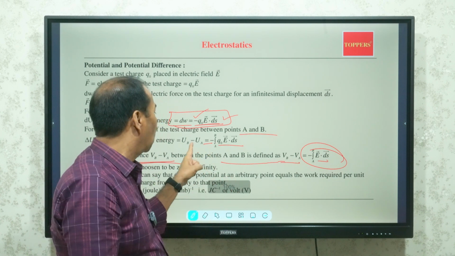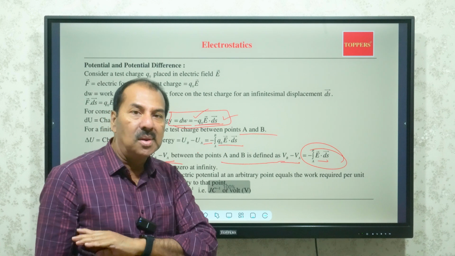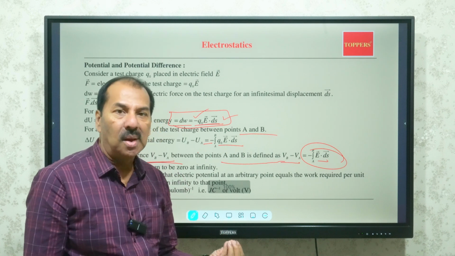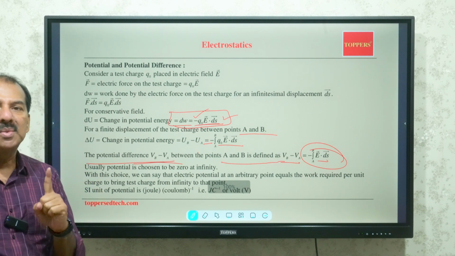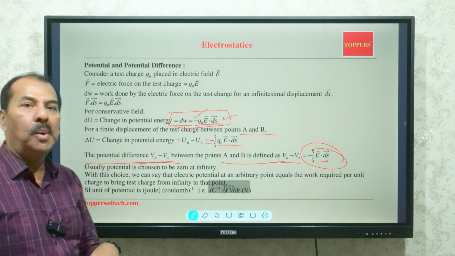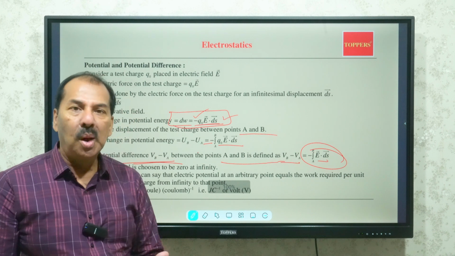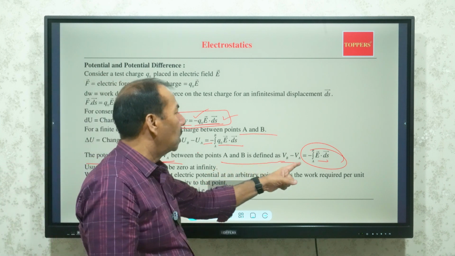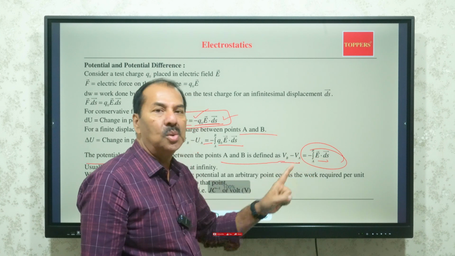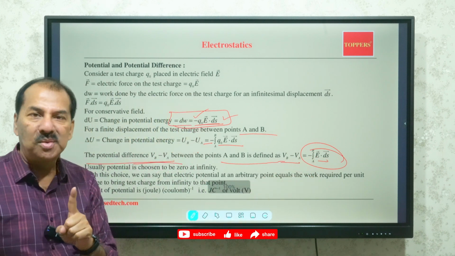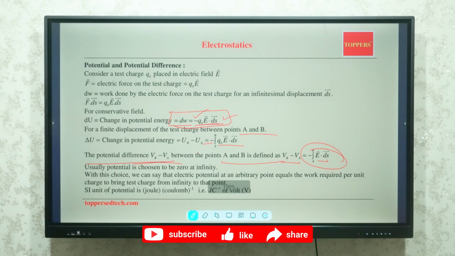But if you consider potential difference instead of potential energy, that is the only basic difference, because potential difference is considered for unit positive charge, whereas work done is considered for Q amount of charge. So that becomes minus integral A to B of E dot ds, and Q naught we are taking as unit positive charge, the test charge.